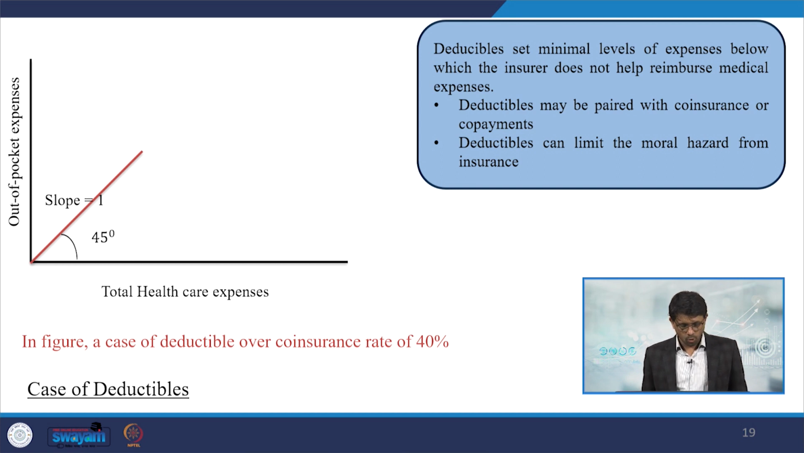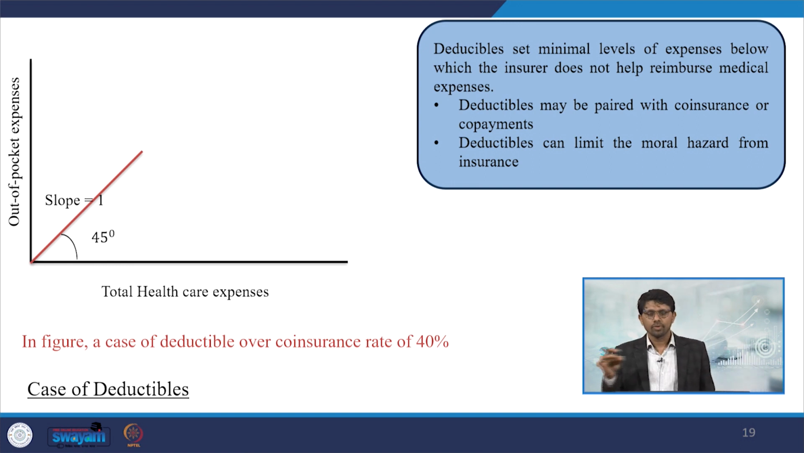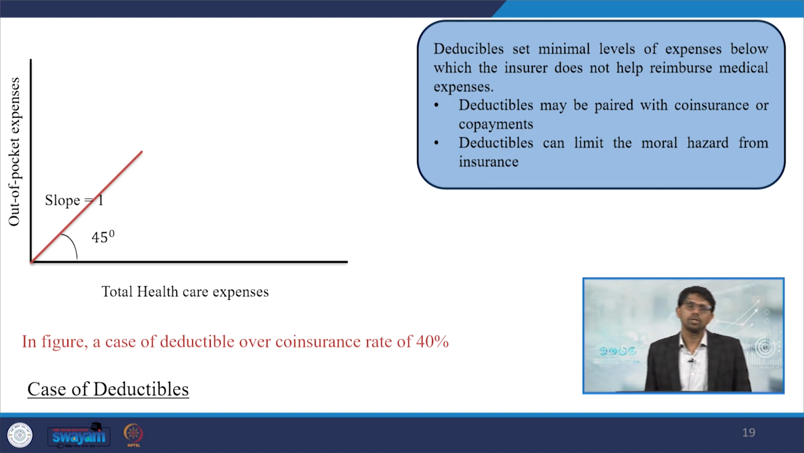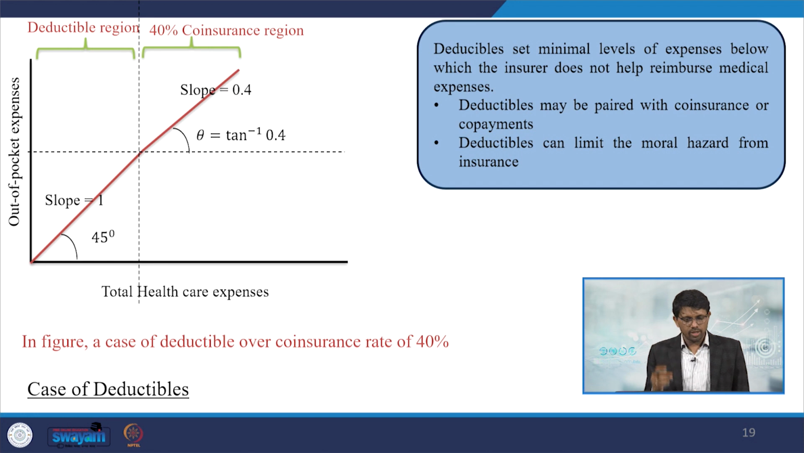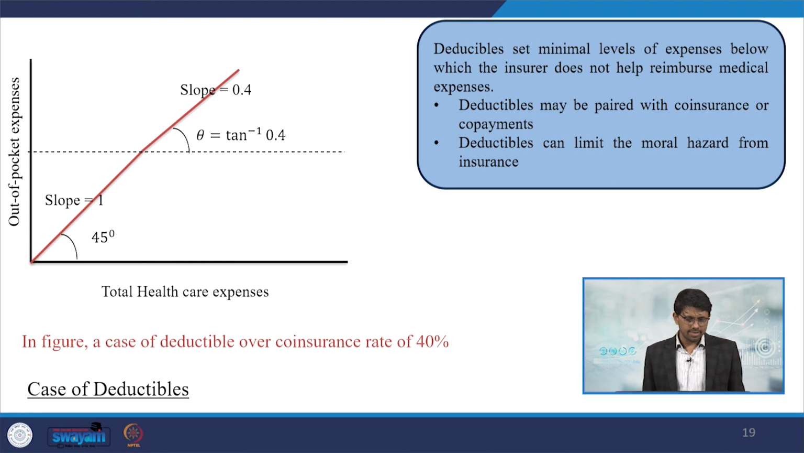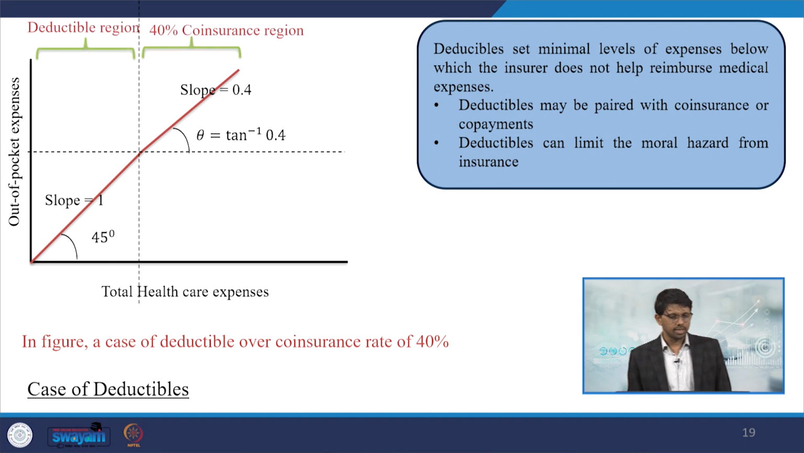In the case of a deductible over a co-insurance rate of 40%, we have drawn a 45-degree line to highlight that along the axis your rate of bearing the cost is the same. But if deductibles are there, that means 40% co-insurance region is given with some deductibles. In that case you can see the change in the tilt of the line; it is no more the 45-degree line. Since some deductibles are there, we can present it differently.